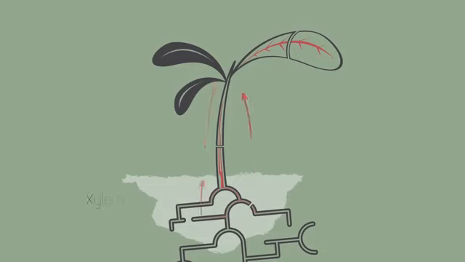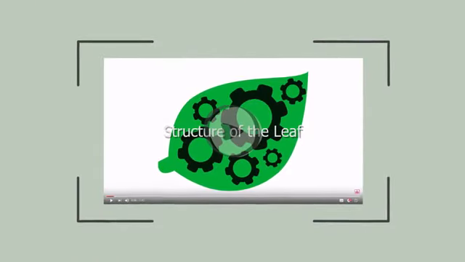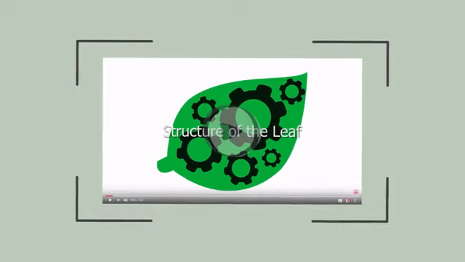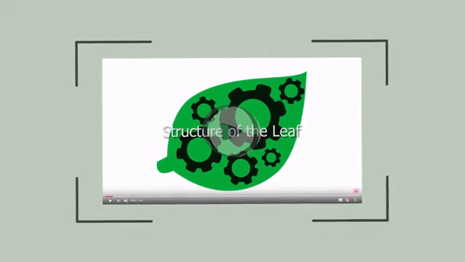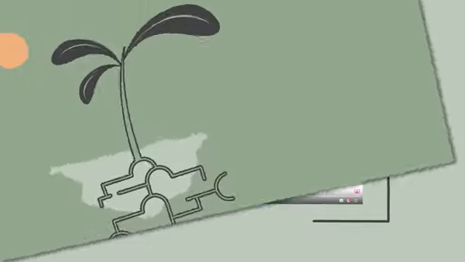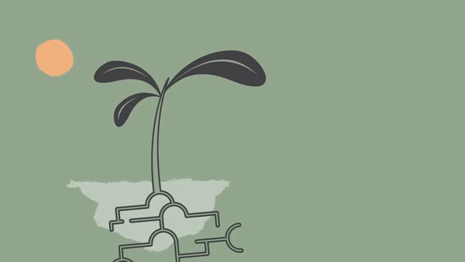So we know all about the xylem and the phloem. But now we need to know exactly how water and minerals move around the plant. You should already know about the structure of the leaf, but if not, watch this video to remind you. Let's have a look at transpiration and the xylem.